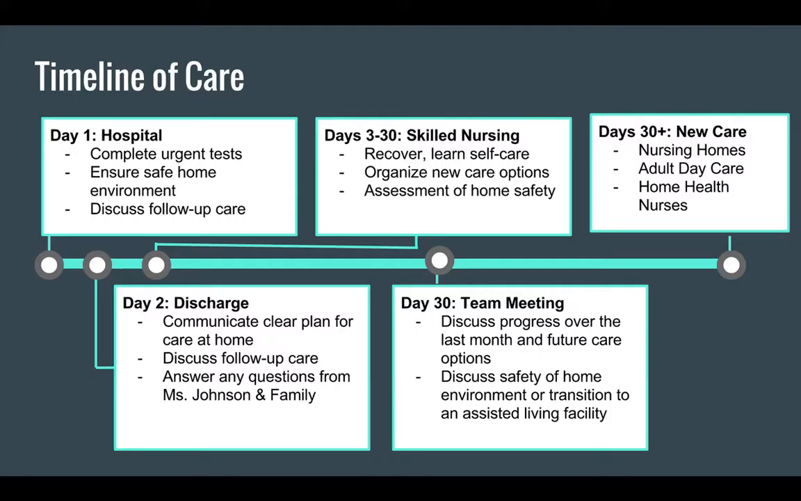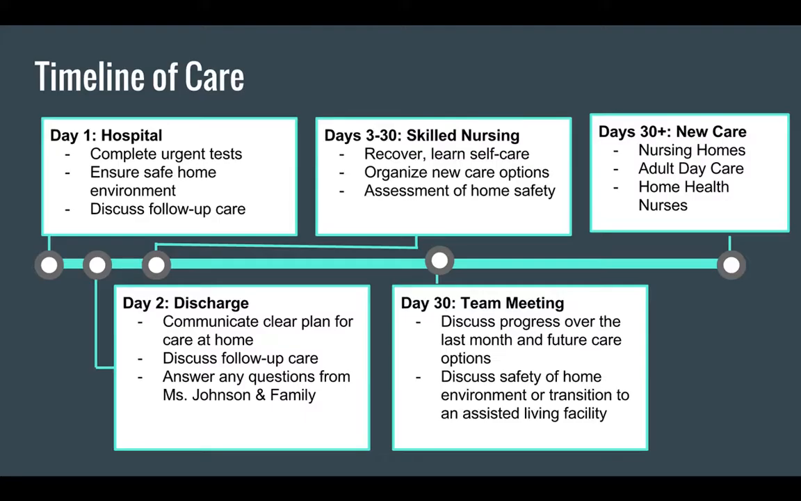Johnson and family before they go home. So we want to have a specific session where we provide education and make sure that the family and Mrs. Johnson are clear on what our goals are and we're clear on what their goals are. After that, we'd like to see Mrs. Johnson placed in a skilled nursing facility for an adjustment period so she can recover and learn self-care.